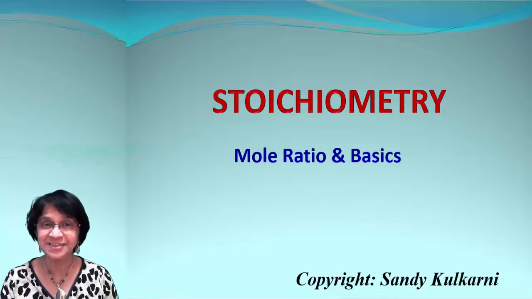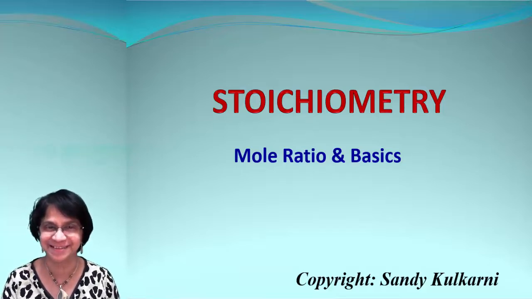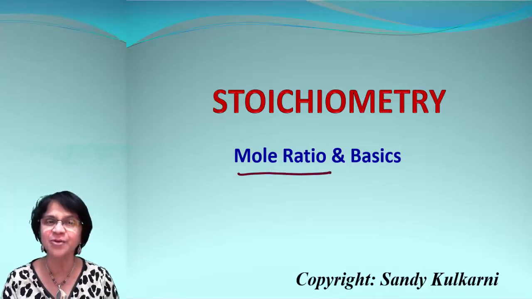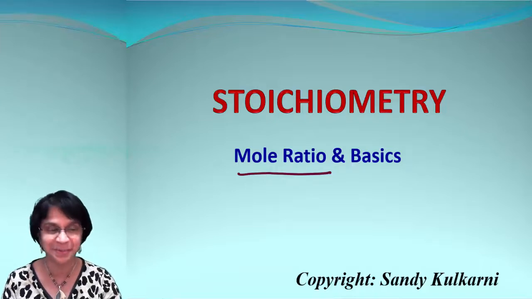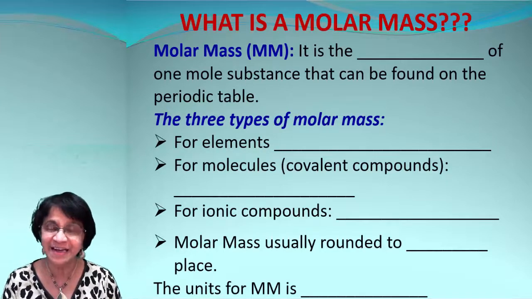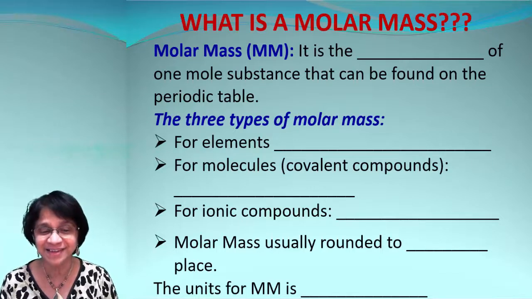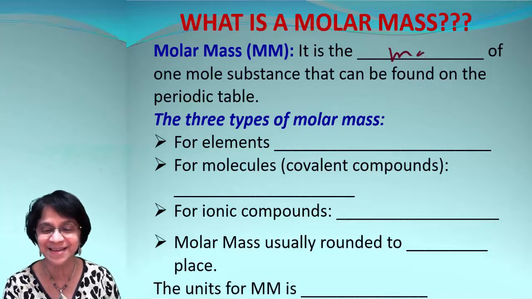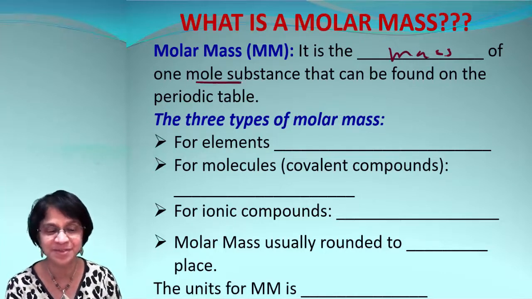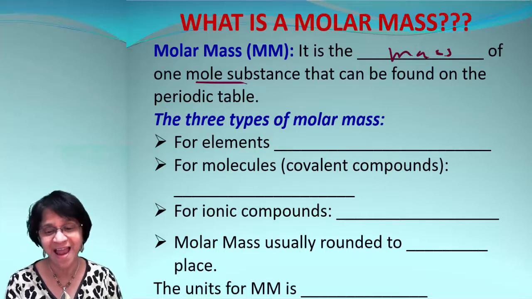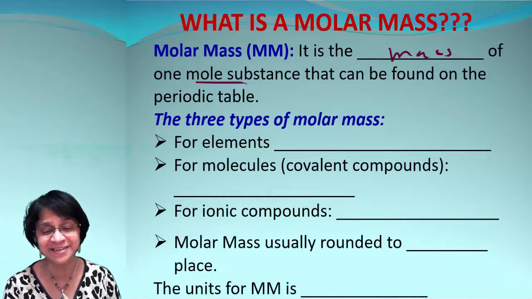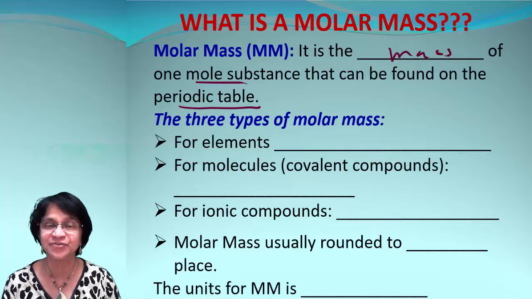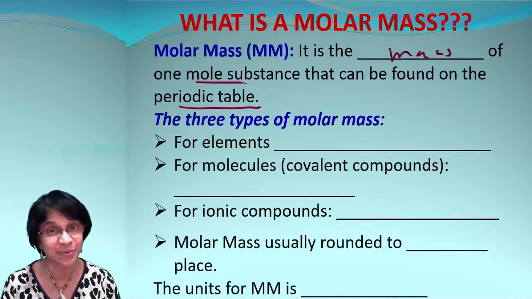In this video, let's talk about stoichiometry basics, and we'll also discuss mole ratio and how to use mole ratio in simple calculations. But before that, let's find out what molar mass is. Molar mass, which we write as mm, is nothing but the mass of 1 mole of a substance. It could be any substance, and if it's an element, we find it directly from the periodic table. And if it's a compound, we need to make sure we add up the masses and get the molar mass for that compound.